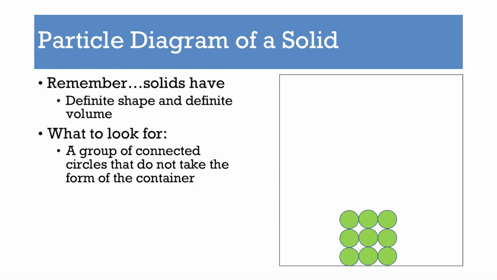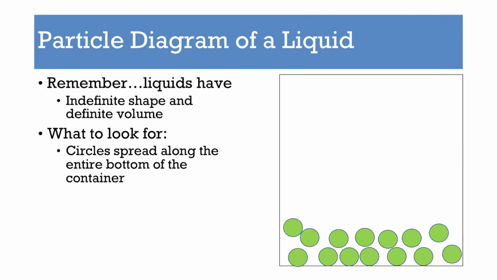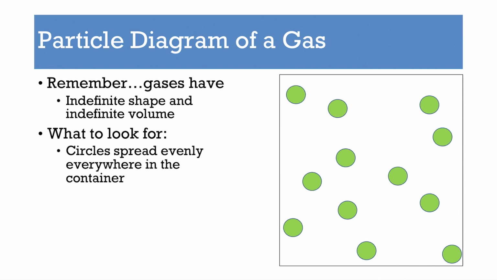So just quickly, we covered this in, I think, our first video on what matter actually is. Solids. If we're drawing a particle diagram of a solid, generally they're individual things. Their particles are very, very close together. Remember, solids have definite shape and volume. A group of connected circles that do not take the form of their container. A liquid. Remember, you have indefinite shape but a definite volume. So the particles will be kind of towards the bottom of the container. Just think about what a cup of water looks like. Water is on the bottom of the cup. It's not everywhere, it's just on the bottom. And they're spread out a little bit so they can move around.